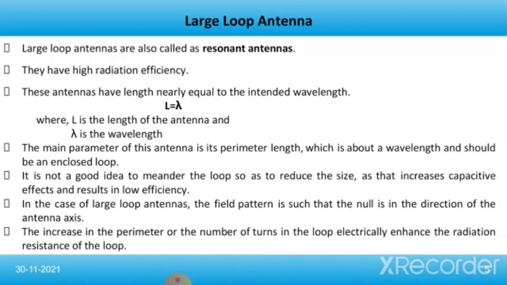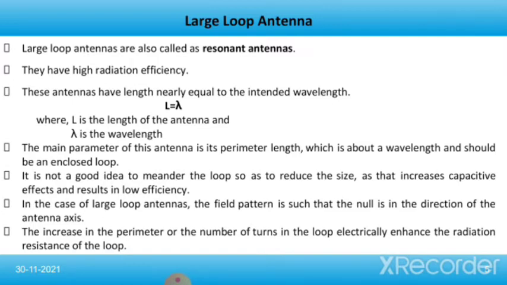Large loop antennas are also called resonant antennas. They have high radiation efficiency. These antennas have length nearly equal to the intended wavelength. It is L equal to lambda. Here L is the length of the antenna and lambda is the wavelength.